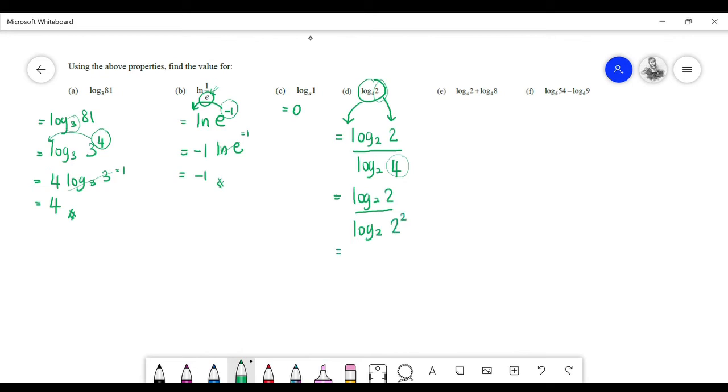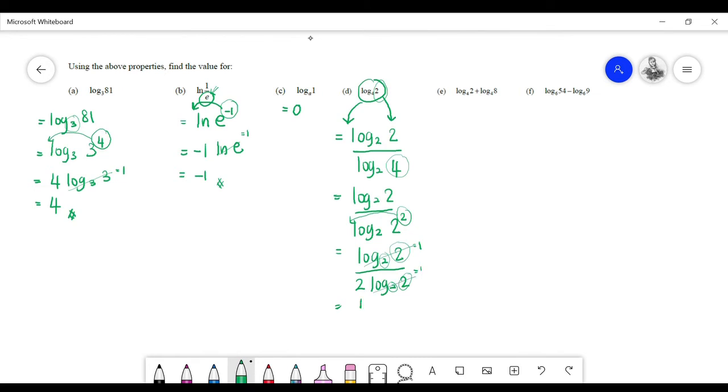Then it will be equal to log base 2 of 2, over log base 2 of 2 squared. This 2, bring it in front, then it will be equal to 2 log 2. Now log 2 with the same base as the argument is equal to 1. This one also, with base and argument the same, is equal to 1. So now this can be equal to 1.